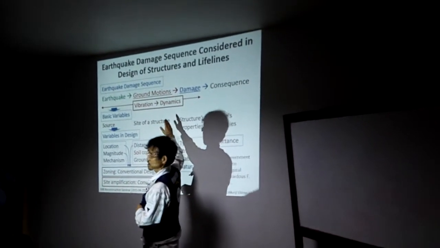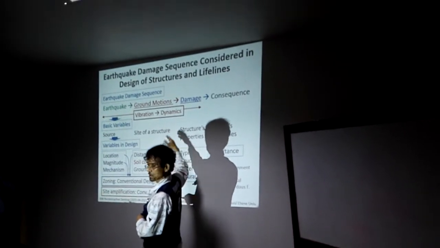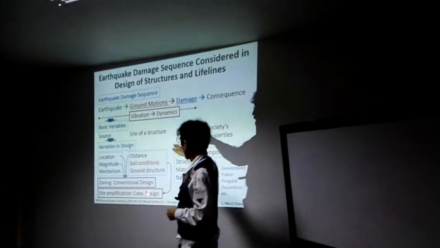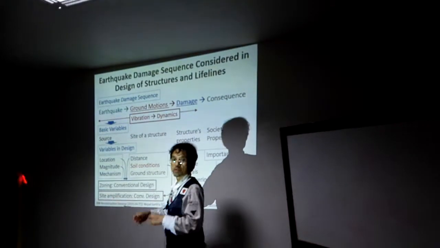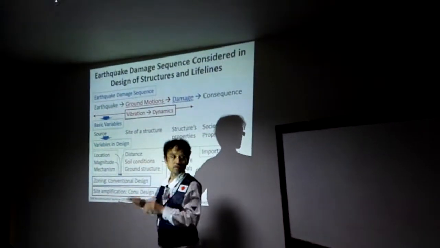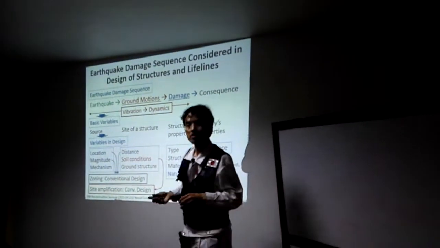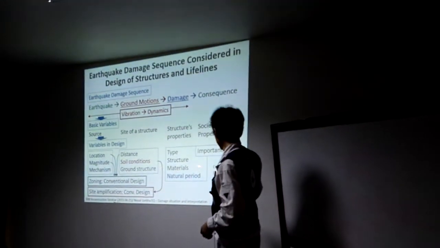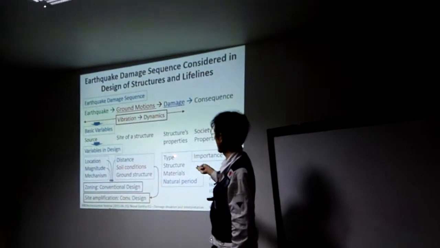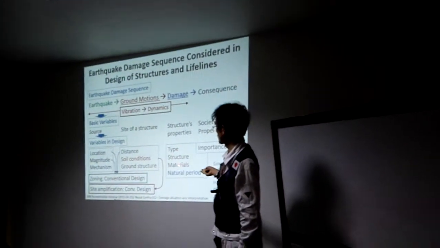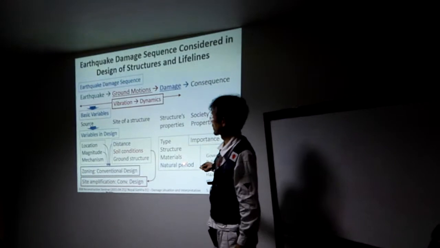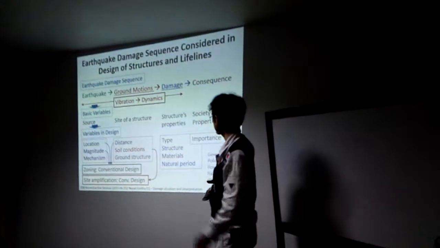Yeah? The basic damage equation is whether the seismic action is greater than the resistance of the structure or smaller. If action is larger than the resistance, damaged. If action is smaller than resistance, safe. Very simple equation. Structural properties depend on the type of structure and structural material. And finally, the natural period of vibration of the structure.